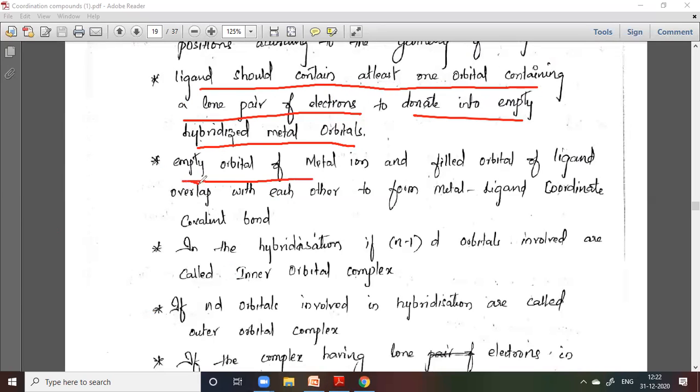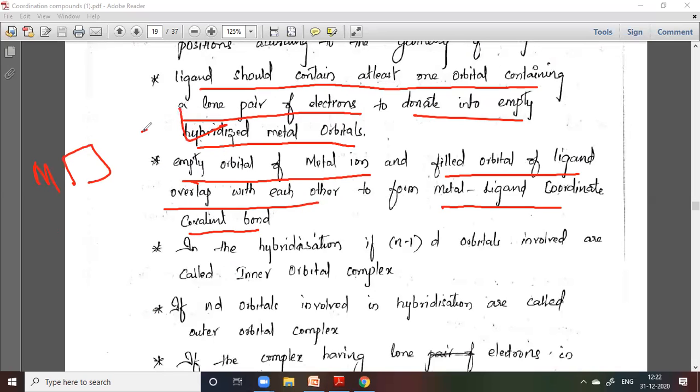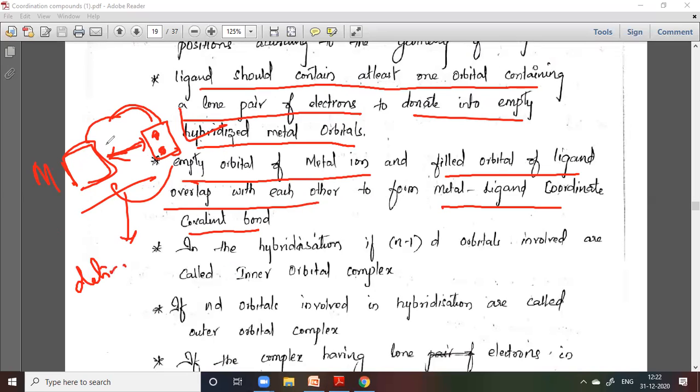Then the empty orbital of the metal ion and the filled orbital of the ligand overlap with each other to form a metal-ligand coordinate covalent bond. So now the metal has an empty orbital, and the ligand has a filled orbital, so they will overlap with each other. The hybrid orbital of the metal overlaps with this filled ligand orbital and it makes our dative bond. That forms the dative bond, the coordinate covalent bond. So that is our dative bond.